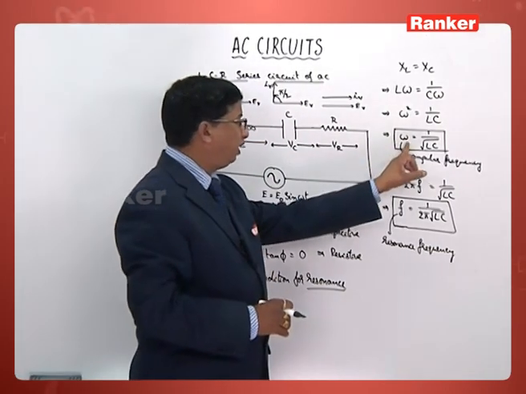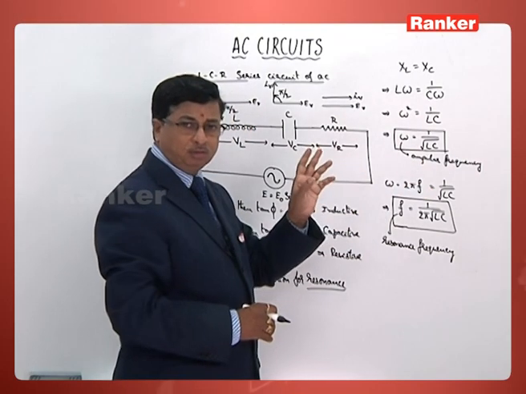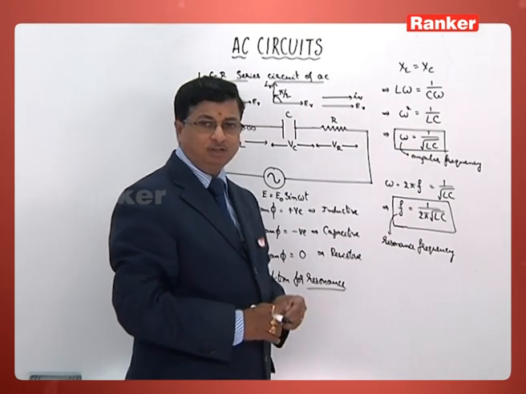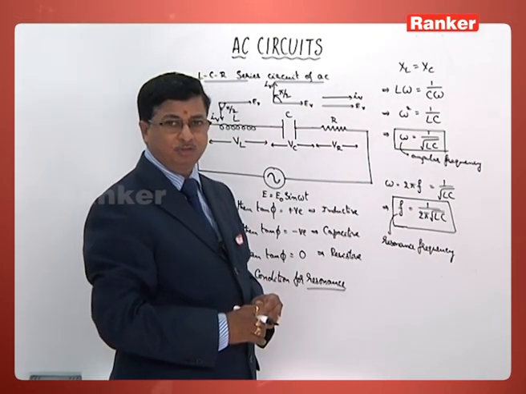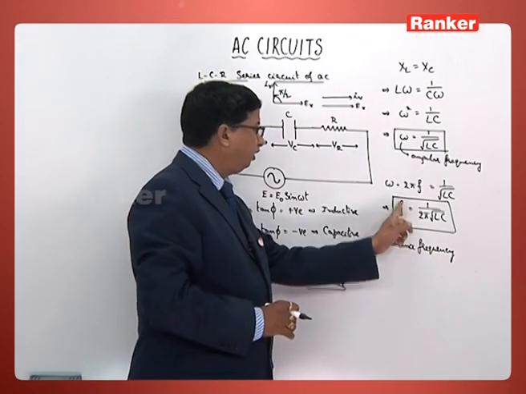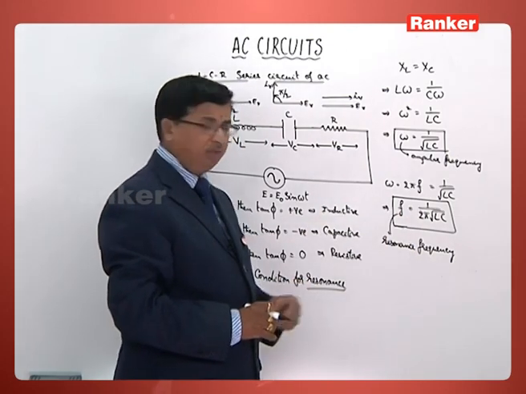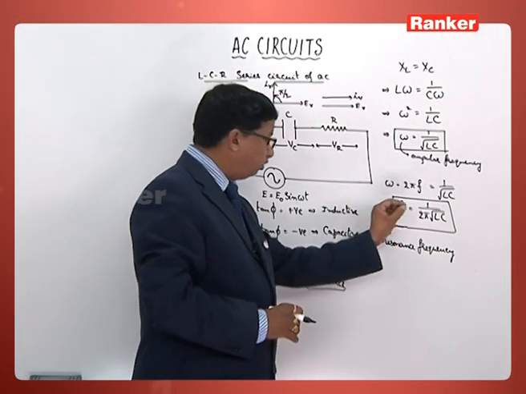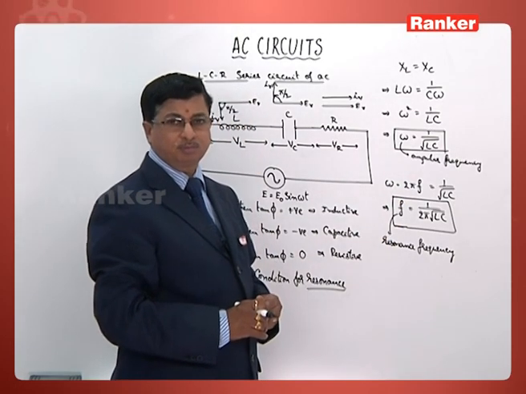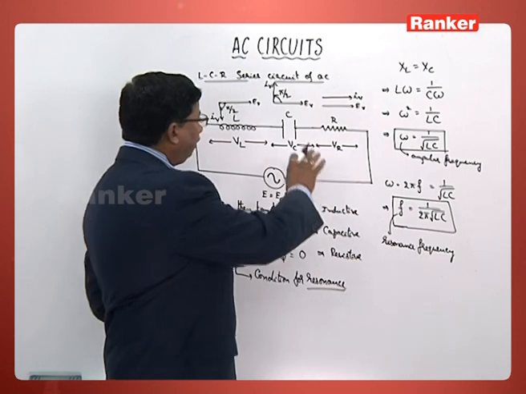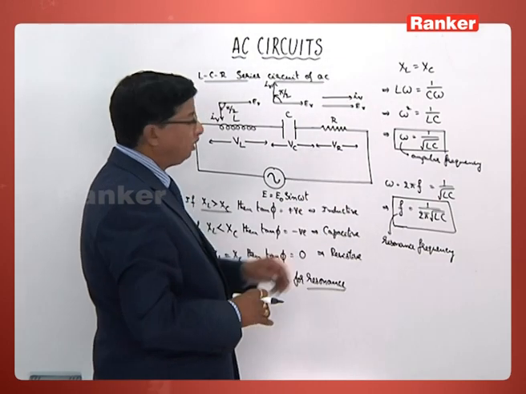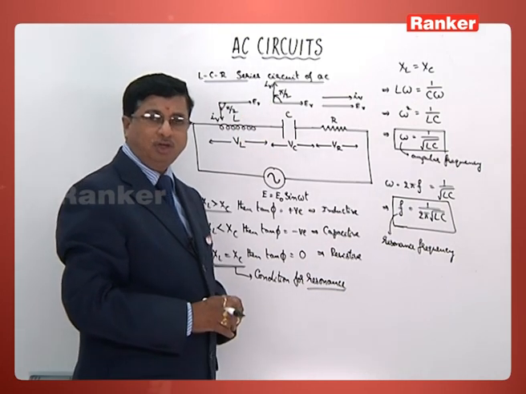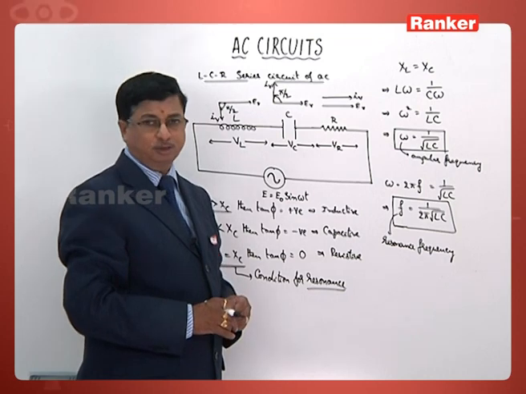What is the formula for angular frequency when this circuit is in resonance? That is 1 by root LC. That is the formula we have to remember. Similarly, what is the formula for linear frequency? Linear frequency f is equal to 1 by 2 pi under root LC. That is the concept. So these are the areas one should concentrate on as far as this LCR series circuit of alternating currents is concerned.